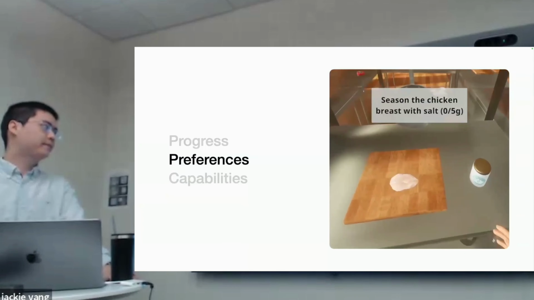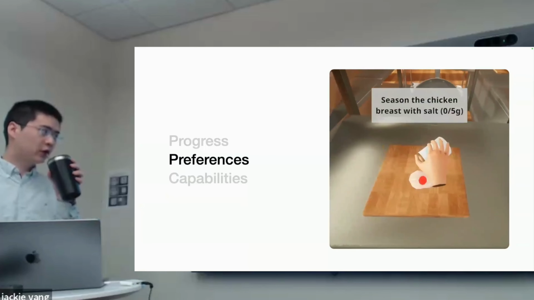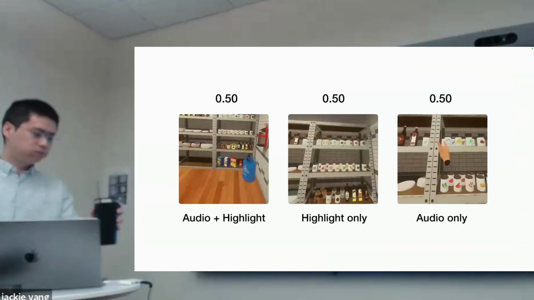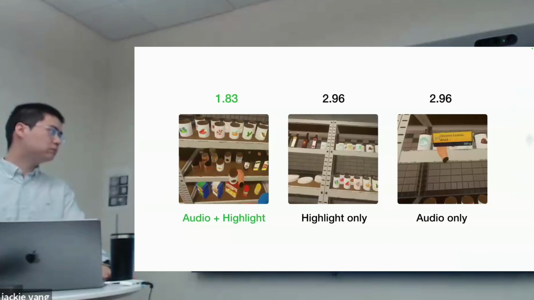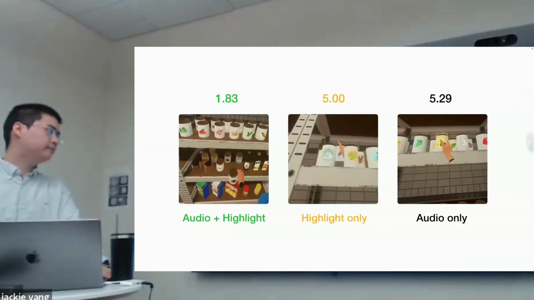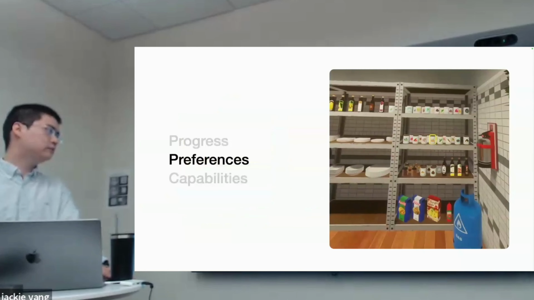Season the chicken breast with salt for 5 grams. If the user gathered ingredients faster when highlighting and audio were on, the assistant will use these guidance modalities again. Grab a can of turmeric powder.